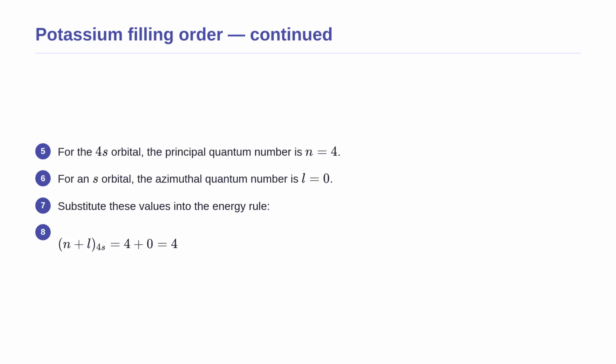Continuing with our example, let us calculate the energy score for the 4s orbital first. We know that the principal quantum number N is 4. Because it is an s orbital, the azimuthal quantum number L is exactly 0. We substitute these exact values into our formula. Adding 4 and 0 gives us a total energy score of 4 for the 4s orbital. However, this number by itself does not mean much until we compare it to our other candidate. We must perform the exact same calculation for the 3d orbital to see which one wins the electron.